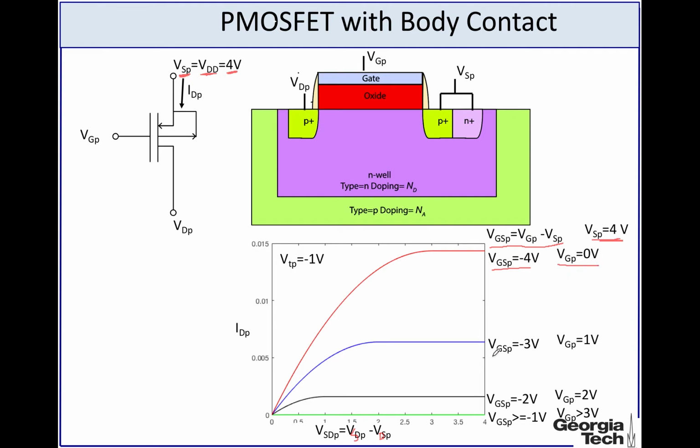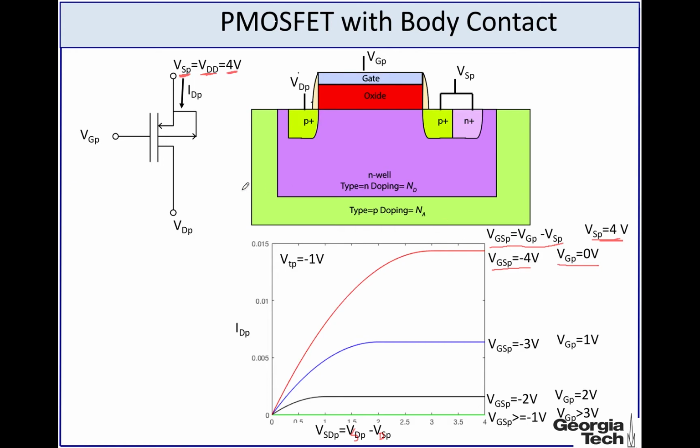Similarly, when VGSP is minus 3 volts, we get VGP equals 1 volt, and when VGSP equals minus 2 volts, we get VGP equals 2 volts, and when VGSP is larger than minus 1 volts, we see that VGP is larger than 3 volts. Alright, so what does it mean?